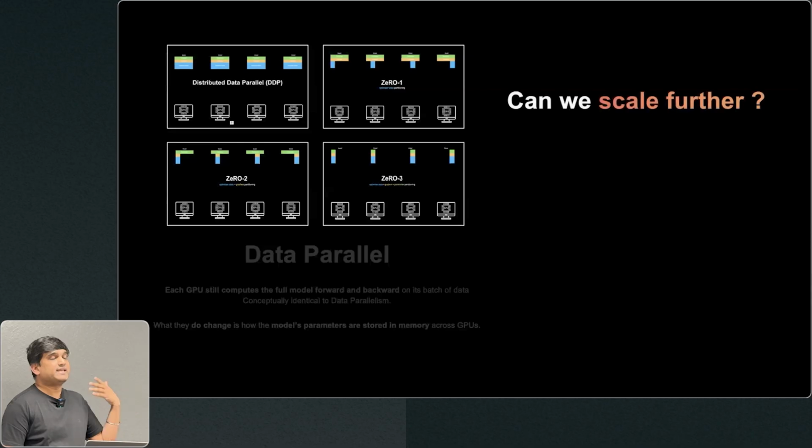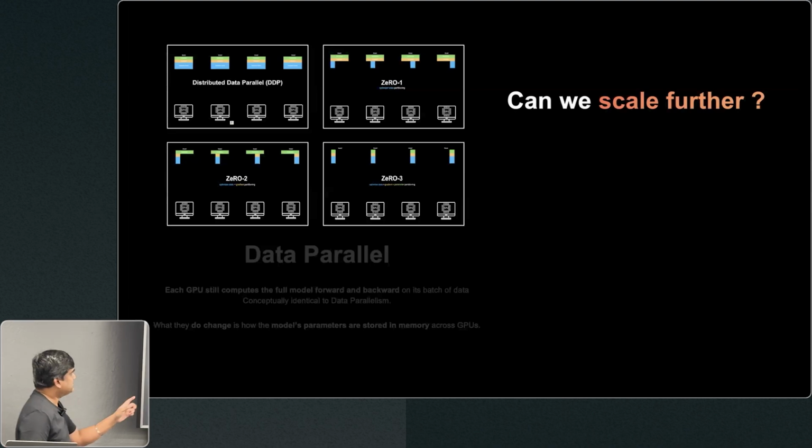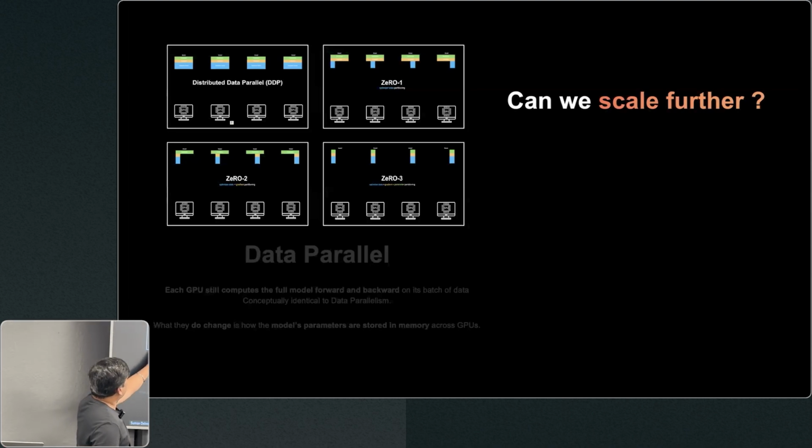Can we even scale further? Let's say you cannot even do this forward pass in one GPU. That means the data will go from here, then go to the second GPU, then third, and then fourth, and only here can you calculate the loss.